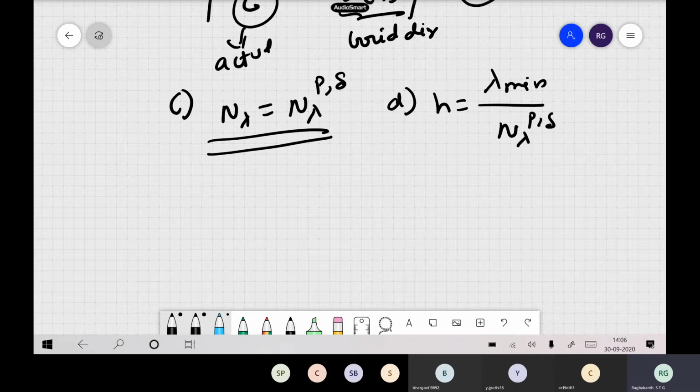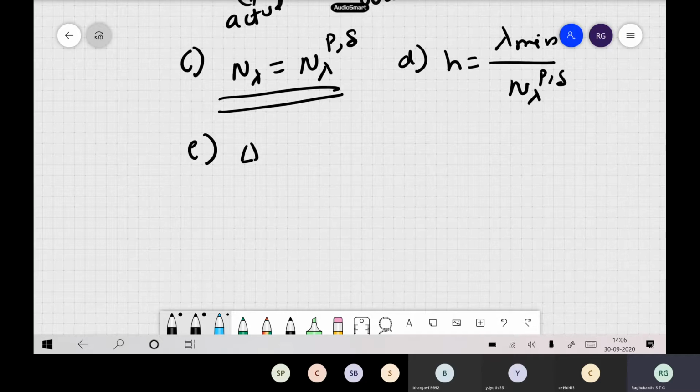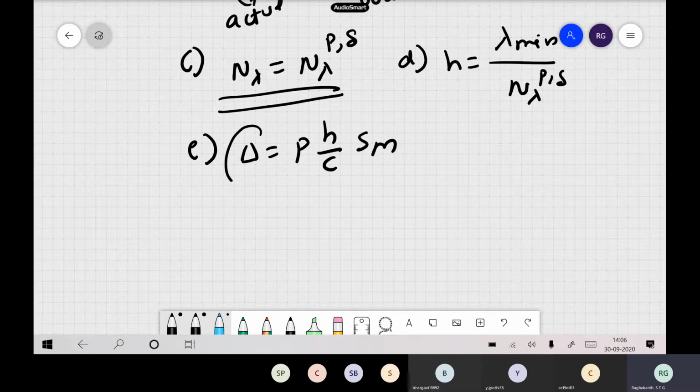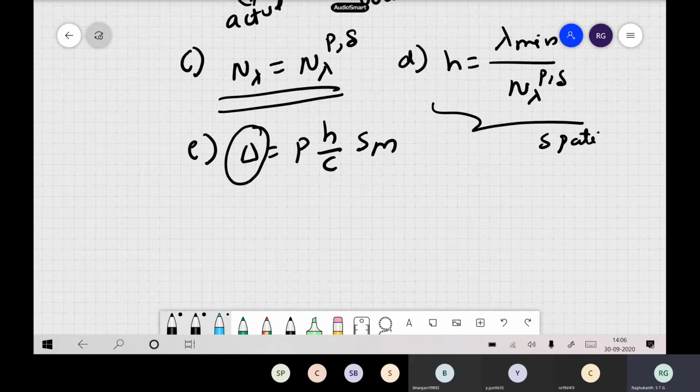So now after this you have to do this cross verification. So p h by c into Sn. Once you have this one, you select a time increment. So first you are selecting the spatial increment, then you are selecting your time increment.